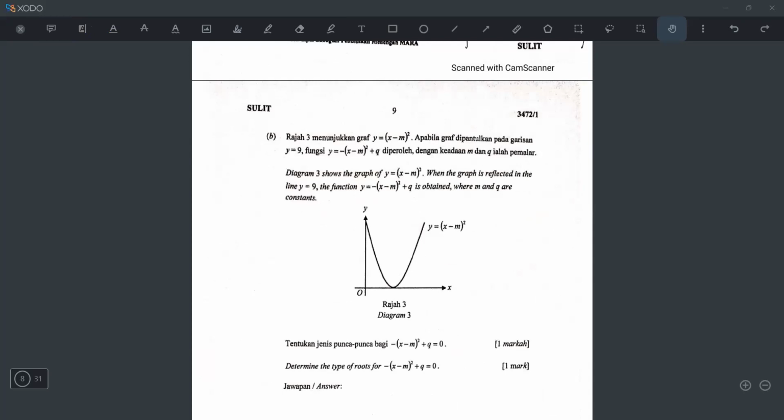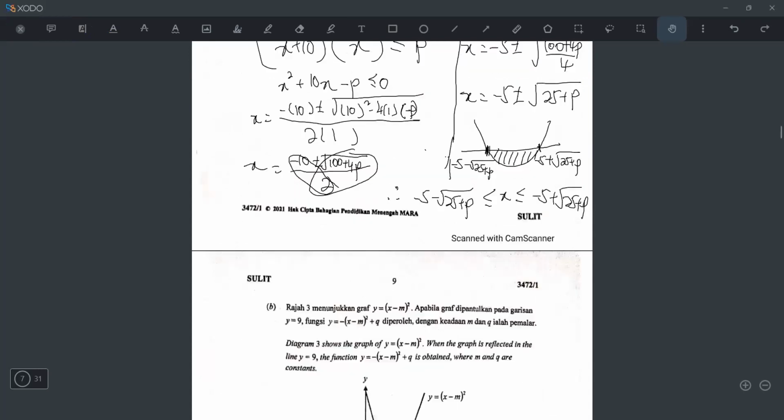Wait, let me check the answer and see, because I don't want to write the wrong thing. Okay, yeah, correct.